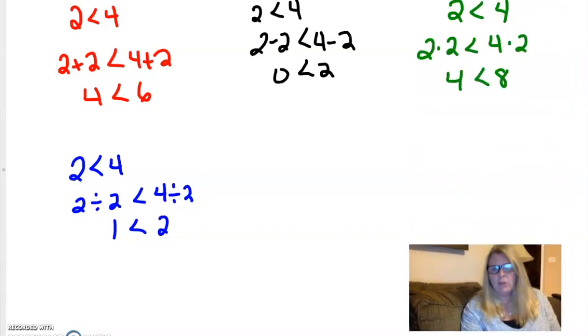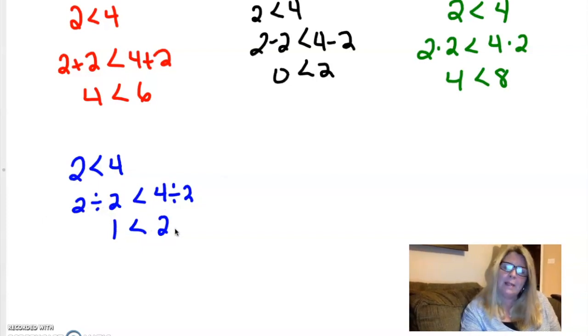We have an inequality statement that's true: 2 is less than 4. It's definitely less than 4. If we add 2 to both sides, we get 4 is less than 6, still a true statement. If we subtract 2 from both sides, we still get a true statement: 0 is still less than 2. If we multiply by a positive number, when we multiply by 2, 4 is still less than 8. If we divide by a positive number, when we divide by 2 on both sides, 1 is still less than 2.